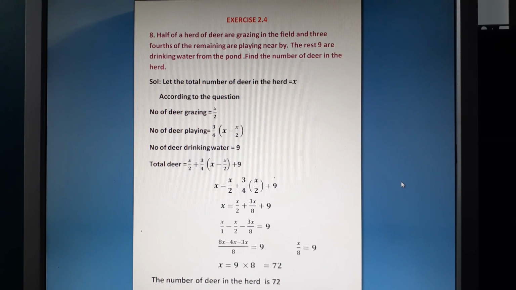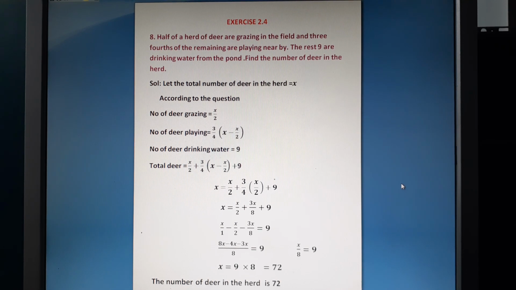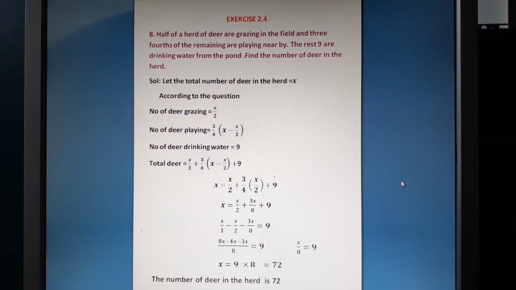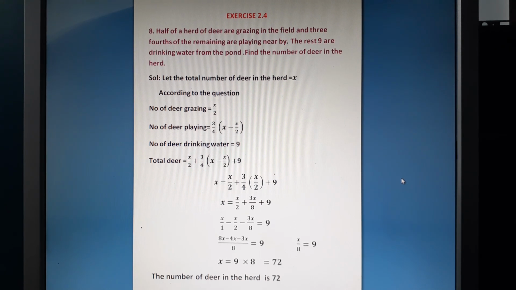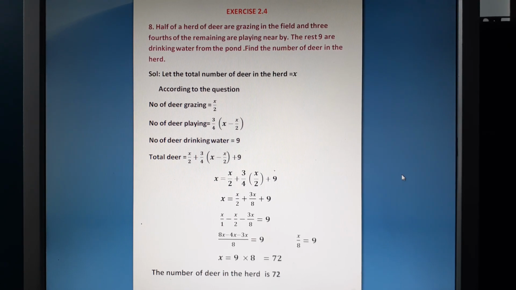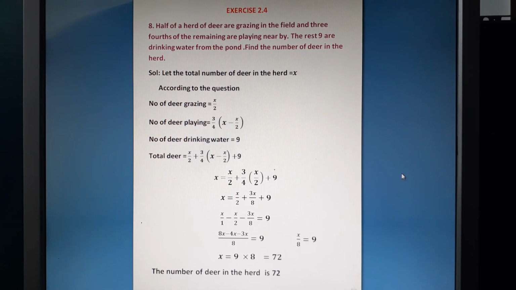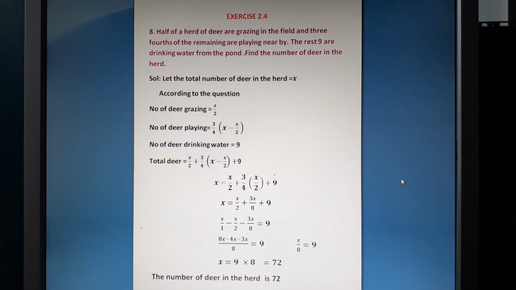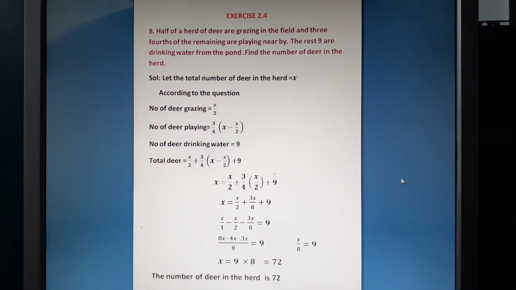Take the right hand side x by 2 and 3x by 8 to the left hand side. It changes into minus x by 2 minus 3x by 8. So x divided by 1 minus x divided by 2 minus 3x divided by 8 is equal to 9. See the left hand side denominators, all the numbers are different. Here we want to take the LCM. LCM is 8.